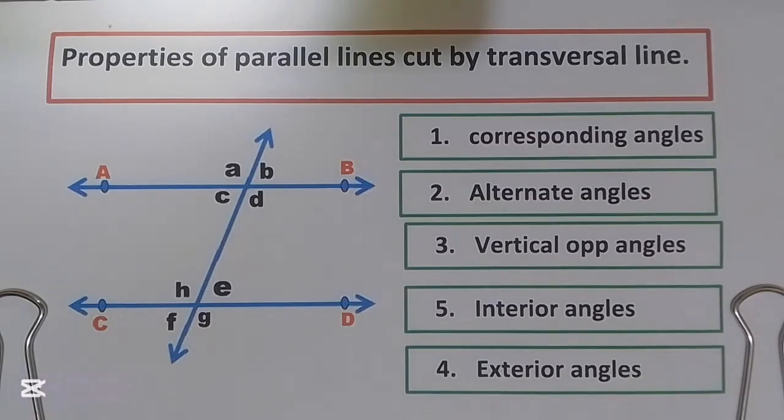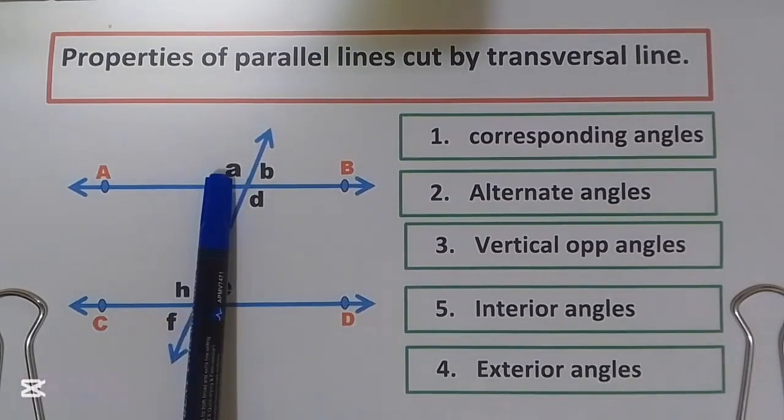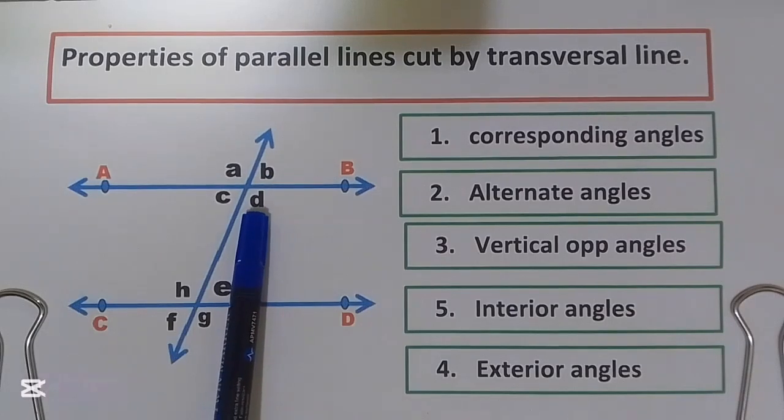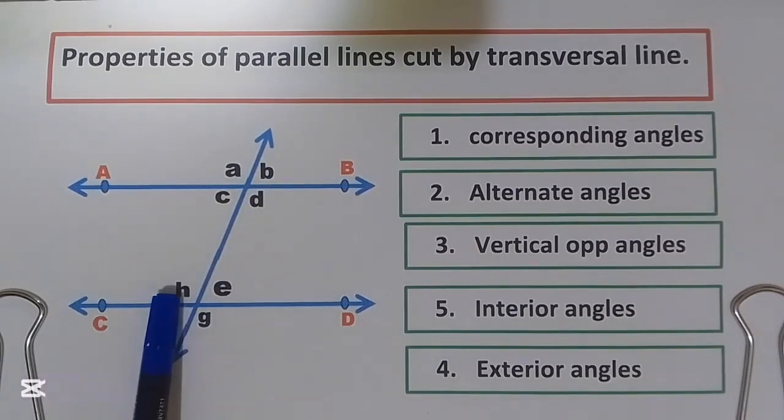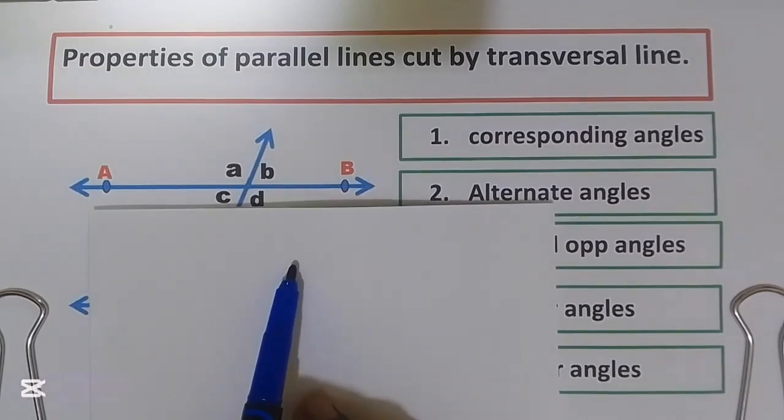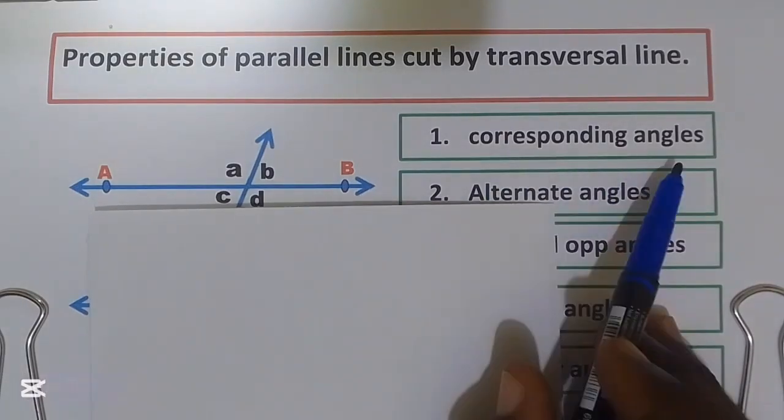Consider parallel lines AB and CD. It is cut by this transversal line, forming angles A, B, D, C, E, H, F, and G. Let us start with the first property, corresponding angles.